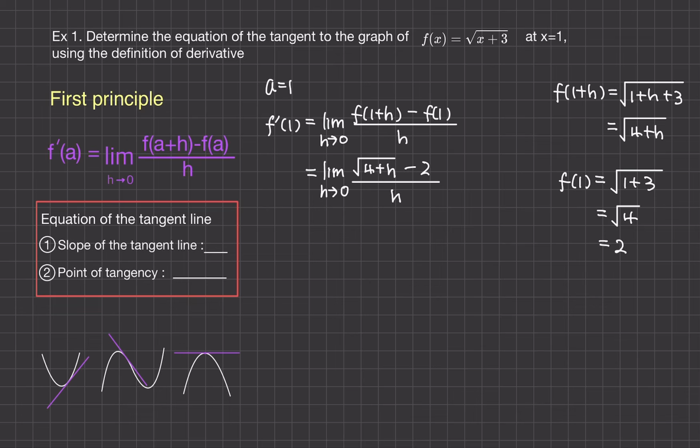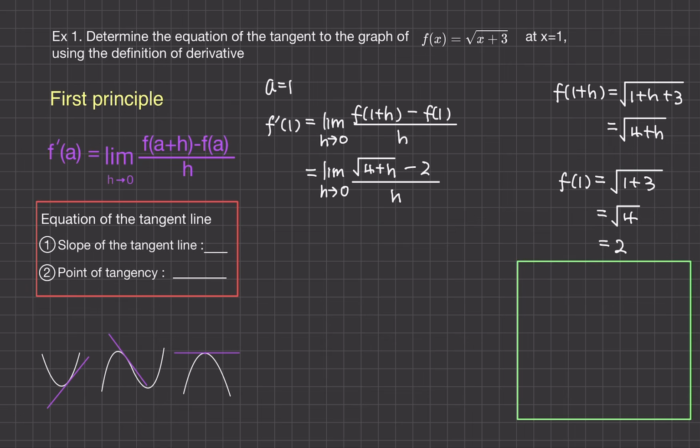Now we try to plug in h equal to 0. Square root 4 plus h becomes 2. That makes the numerator 2 minus 2, which is 0. The denominator is also 0. So we get 0 over 0 type, which is an indeterminate form. That means we need to simplify the expression. To do that, we rationalize the numerator.